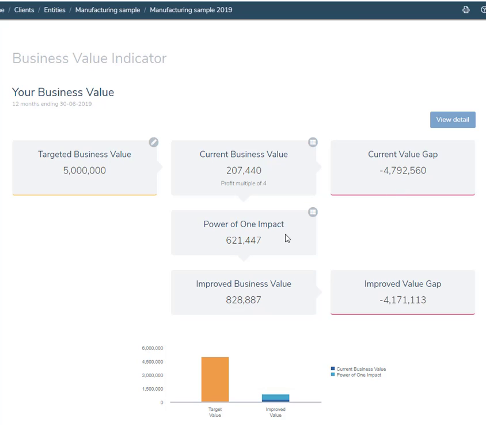Power of one actually increases, if we did 1% on all of those things we looked at on the last page, it increases the value of our business by $621,000 to get us to $828,000. It's amazing how much difference that can make, to make the business worth 4 times as much just by having each of those 1% in.